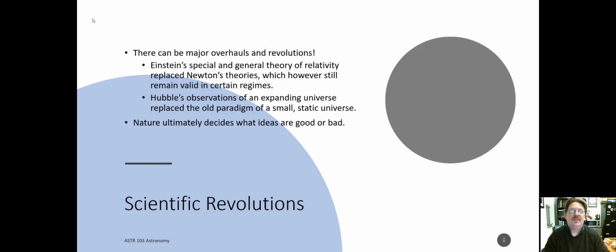Ultimately, it is nature that decides which ideas are good and which ideas are bad. It is not the scientist's role to make those decisions. If a scientist is being honest, they have to keep an open mind and basically do what nature tells them to do.